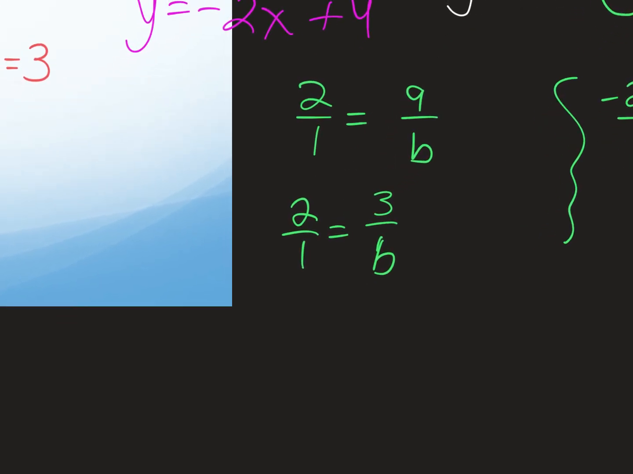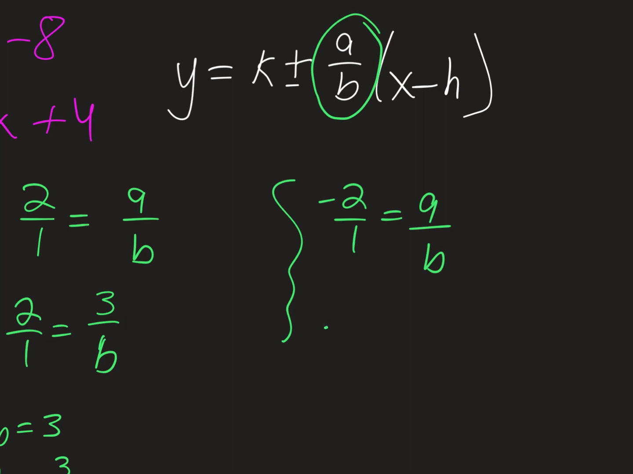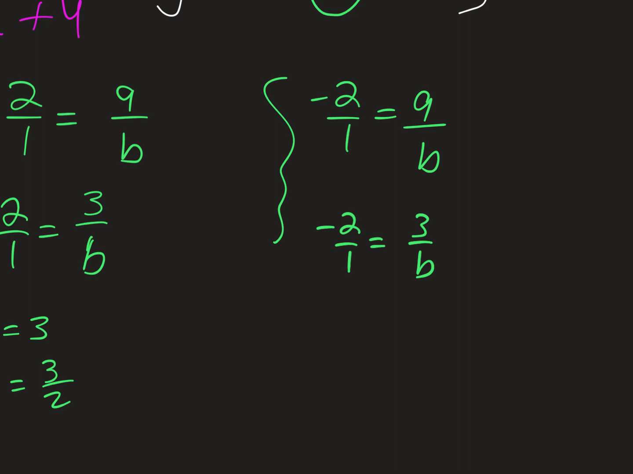How do you solve a proportion, guys? Cross multiply, so 2b equals 3. So what does b equal? 3 over 2, correct? Agreed? Okay, so I'm going to come over here, do the exact same thing. I'm going to cross multiply. So I have -2 over 1 equals 3 over b. And then I'm going to say, okay, -2b equals 3. So b equals -3 over 2.